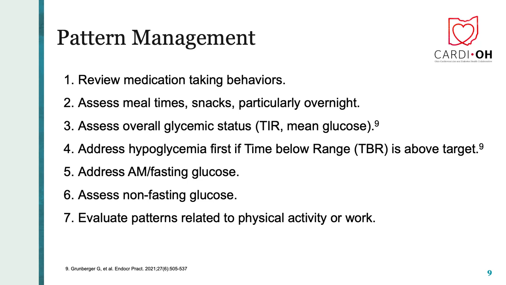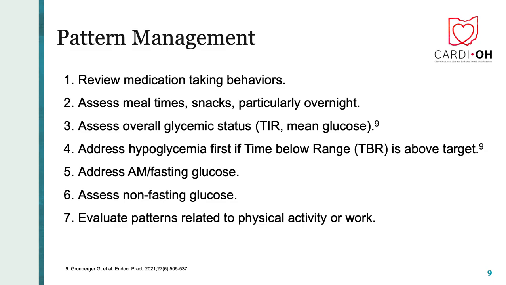Then I would move on to the overall glycemic status. It's their overall time in range and average glucose in a reasonable level. Then really focus on hypoglycemia. Oftentimes, if we get rid of hypoglycemia or excess hypoglycemia, that can set the stage for more stable glucose levels. And then assess the morning glucose levels, again being careful to think about if those are fasting or not fasting. And then move on to the postprandial or non-fasting glucose levels. You can then interpret these based upon the individual's physical activity.